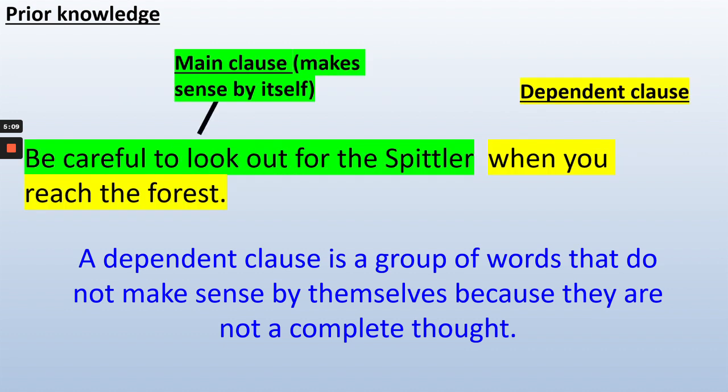Be careful to look out for the spittler. That's the main clause. It makes sense by itself. When you reach the forest, that's the dependent clause. It doesn't make sense by itself because it's not a complete thought. Be careful to look out for the spittler when you reach the forest. That makes sense because the dependent clause is with a main clause and it's not by itself.